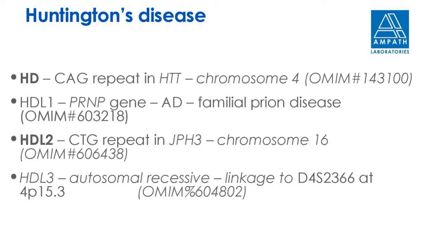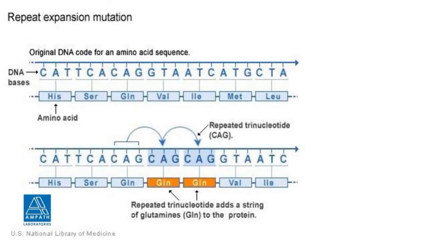condition caused by the PRNP gene, the HDL2, which I've mentioned already, which is a slightly different triplet repeat, the CTG repeat. And then more recently, there's an HDL3, which is an autosomal recessive condition, and it's been linked to a certain area on chromosome 4. So routinely, the testing that is offered for Huntington's disease in terms of making a diagnosis or pre-symptomatic testing, we look at the HTT gene and at the JPH3 gene.